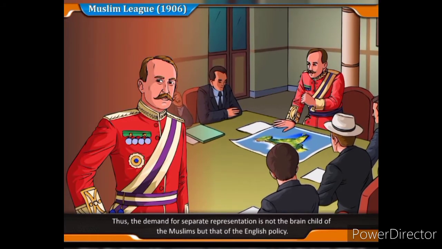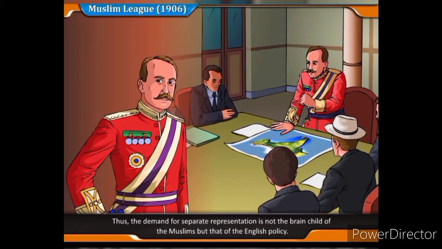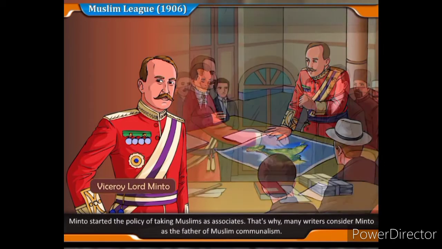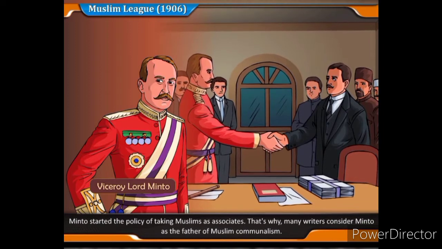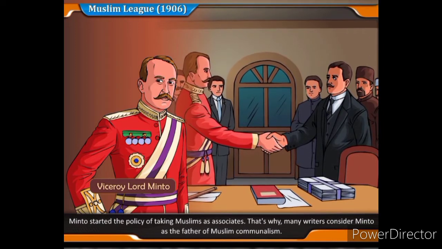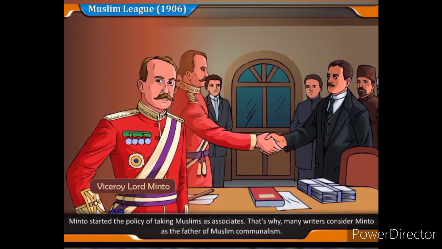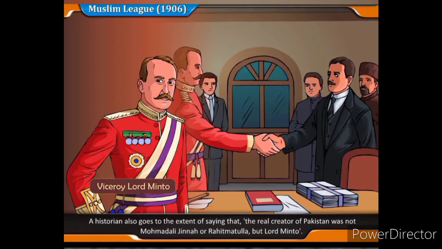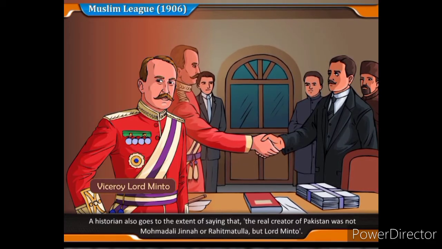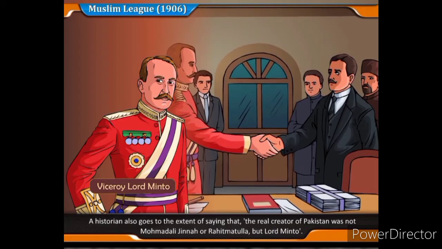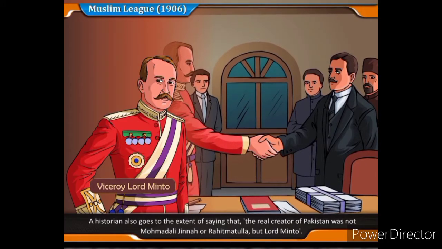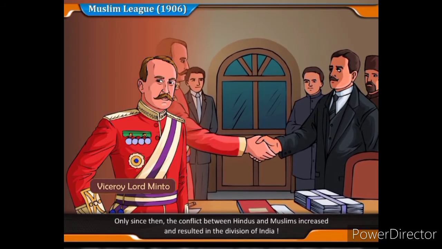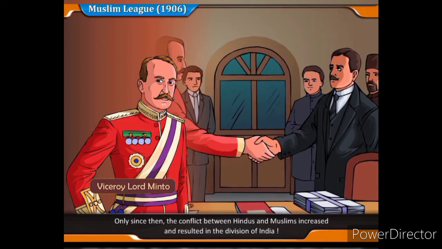Thus, the demand for separate representation is not the brainchild of the Muslims, but that of the English policy. Minto started the policy of taking Muslims as associates. That's why many writers consider Minto as the father of Muslim communalism. A historian also goes to the extent of saying that the real creator of Pakistan was not Muhammad Ali Jinnah or Rahmatullah, but Lord Minto. Only since then, the conflict between Hindus and Muslims increased and resulted in the division of India.